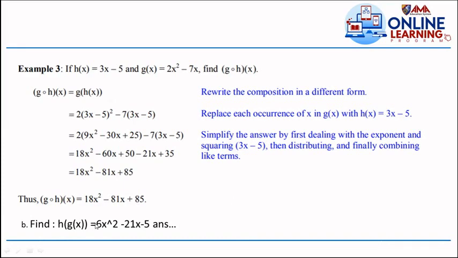So, mangyari doon, by using your calcu, or if you're going to multiply that one, 3 times 2x squared, so we have 6x squared. Tapos, 3 multiplied by negative 7x, we have negative 21x. And then, minus 5. So, the answer of h of g of x is equivalent to 6x squared minus 21x minus 5.